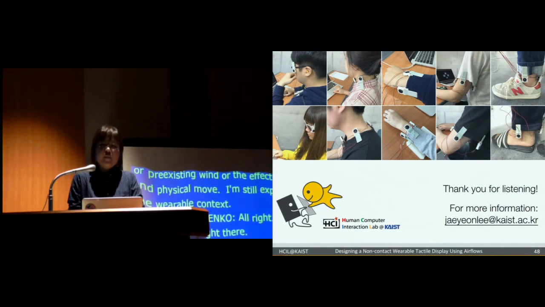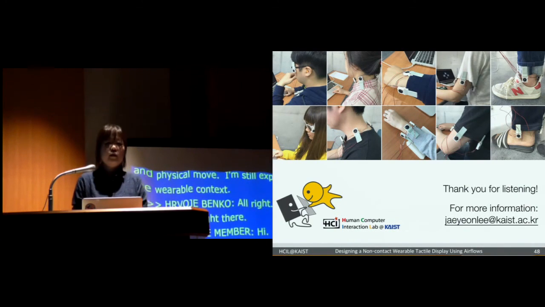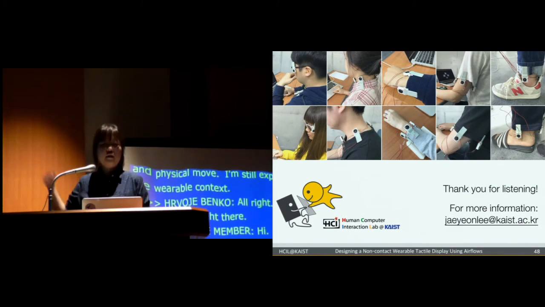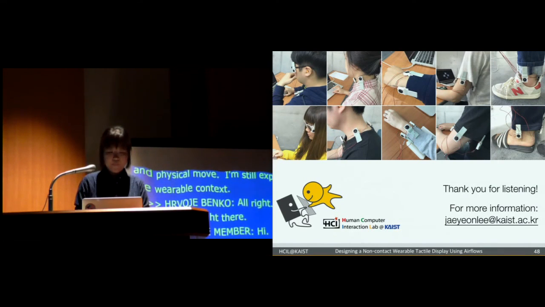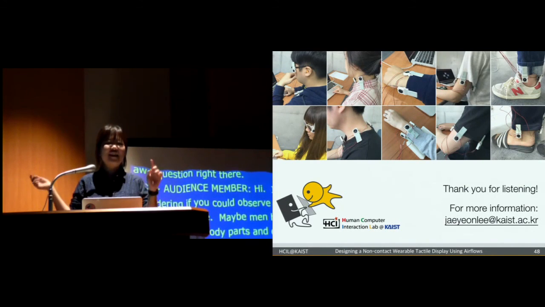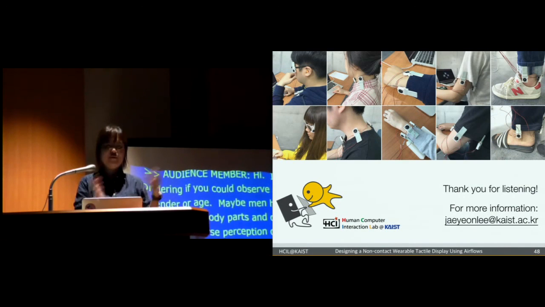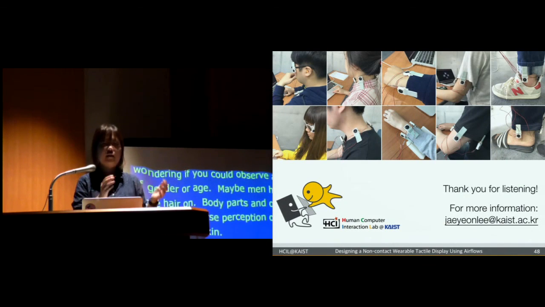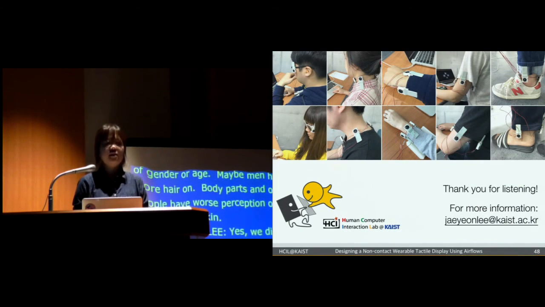Yes, the effect of age or gender could be an interesting topic for airflow stimulation. We did this experiment with undergraduate students, so I think this is only for people in their 20s, not for the elderly. I'm sorry, but maybe in the future we can explore more to find the effect of age or gender.